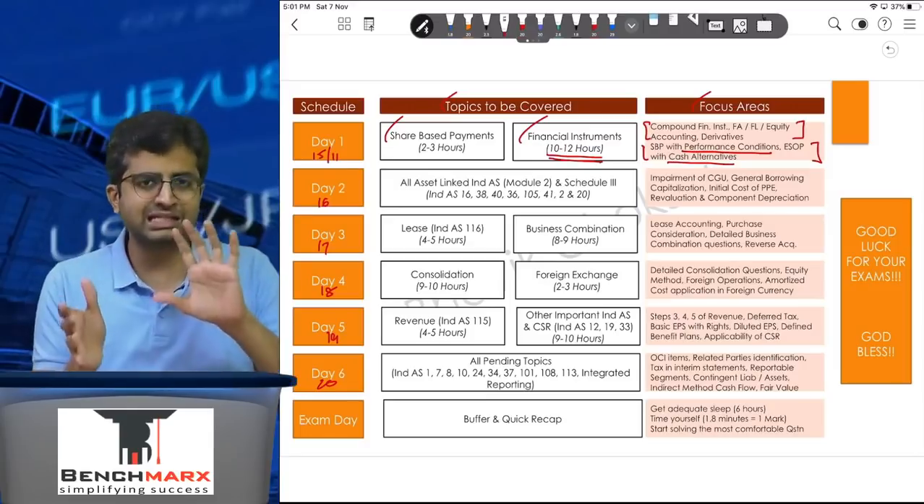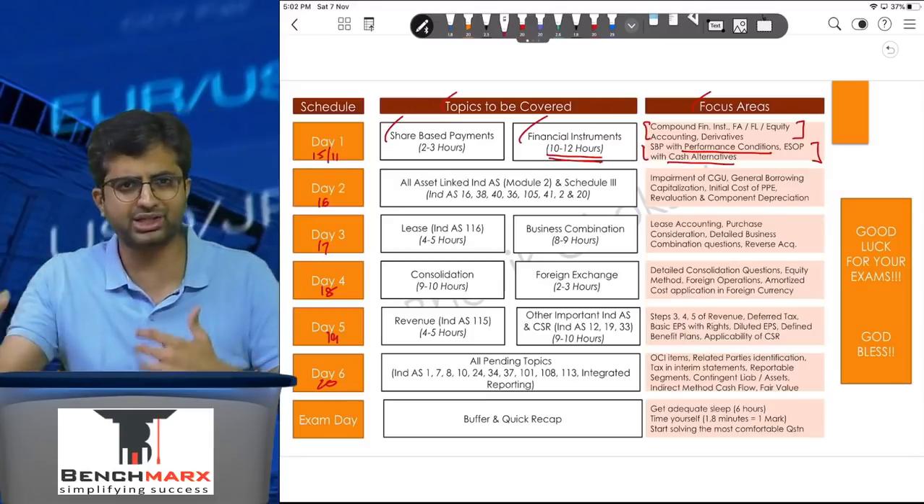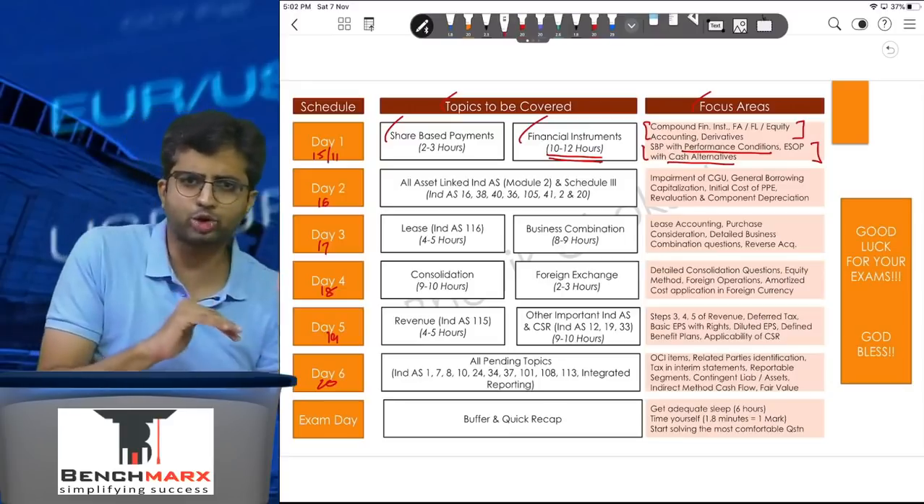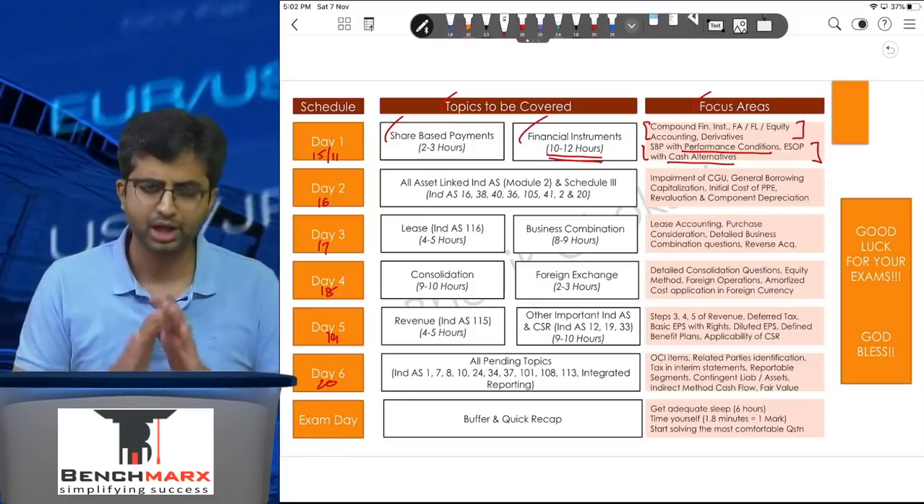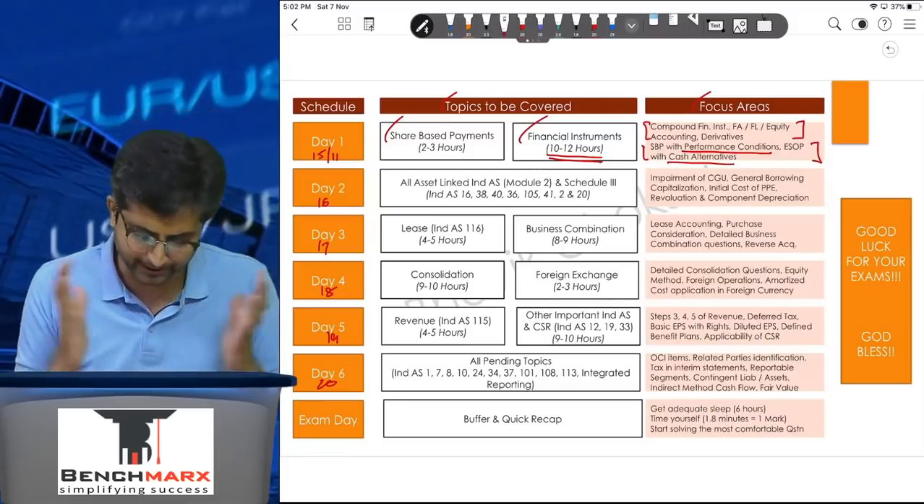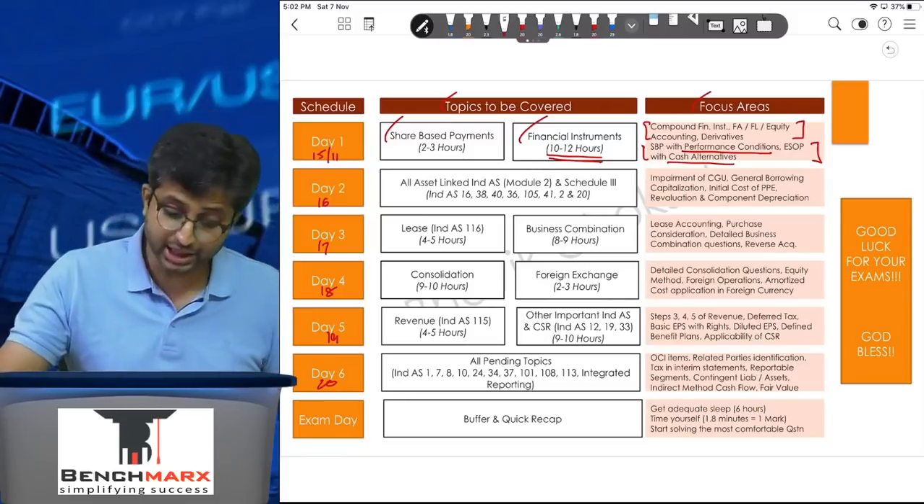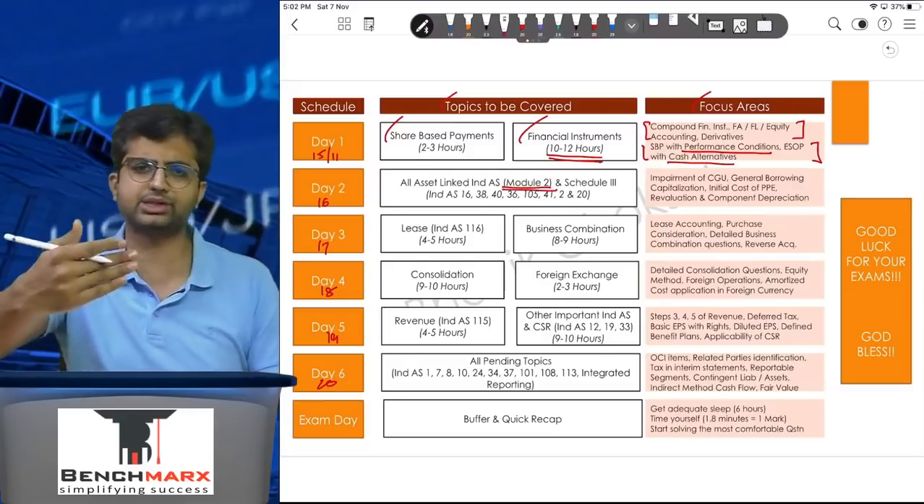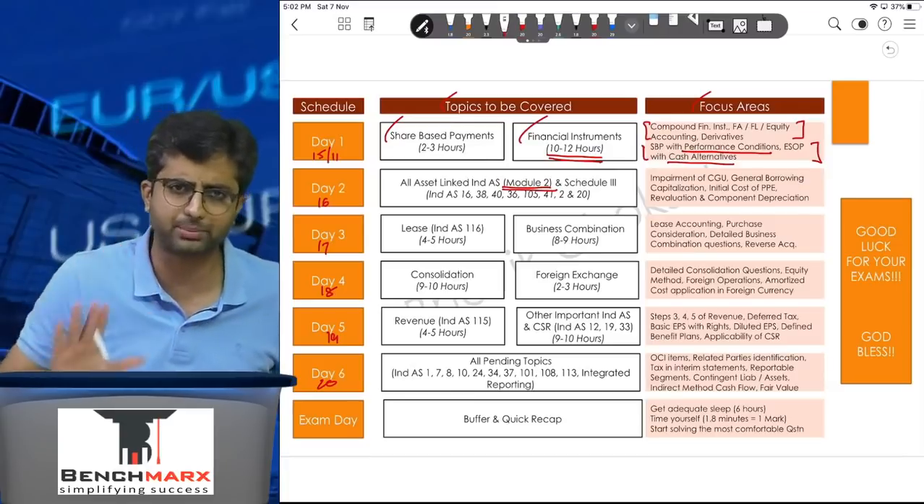So we are trying to mix it: one day of topics involving solving, like share-based payment and financial instruments, then Ind AS, then again going to topics, then again Ind AS, and so on. You can take this if it suits you. The asset linked Ind AS in module 2, except for leases. Leases would involve some more time, so we have not kept it on this day.